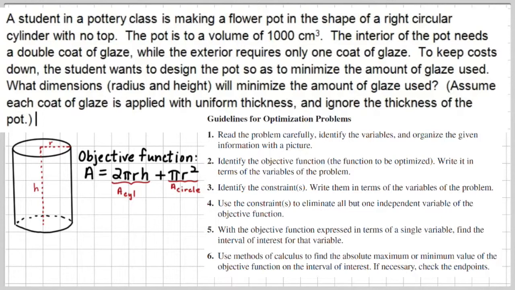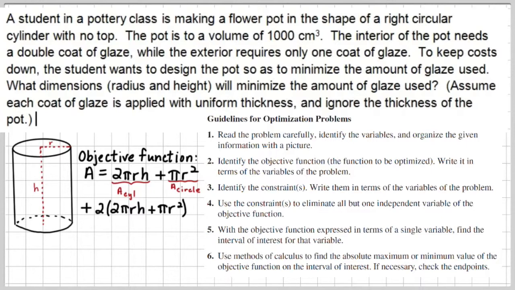But we also now have to add to this objective function the fact that we're doing two coats of the interior surface area. So to this, we're going to add the same two quantities, 2 pi r h plus pi r squared, but we're multiplying by 2 to account for the two coats. So our objective function takes into consideration one coat of surface area for the exterior and two coats of surface area for the interior of this pot.